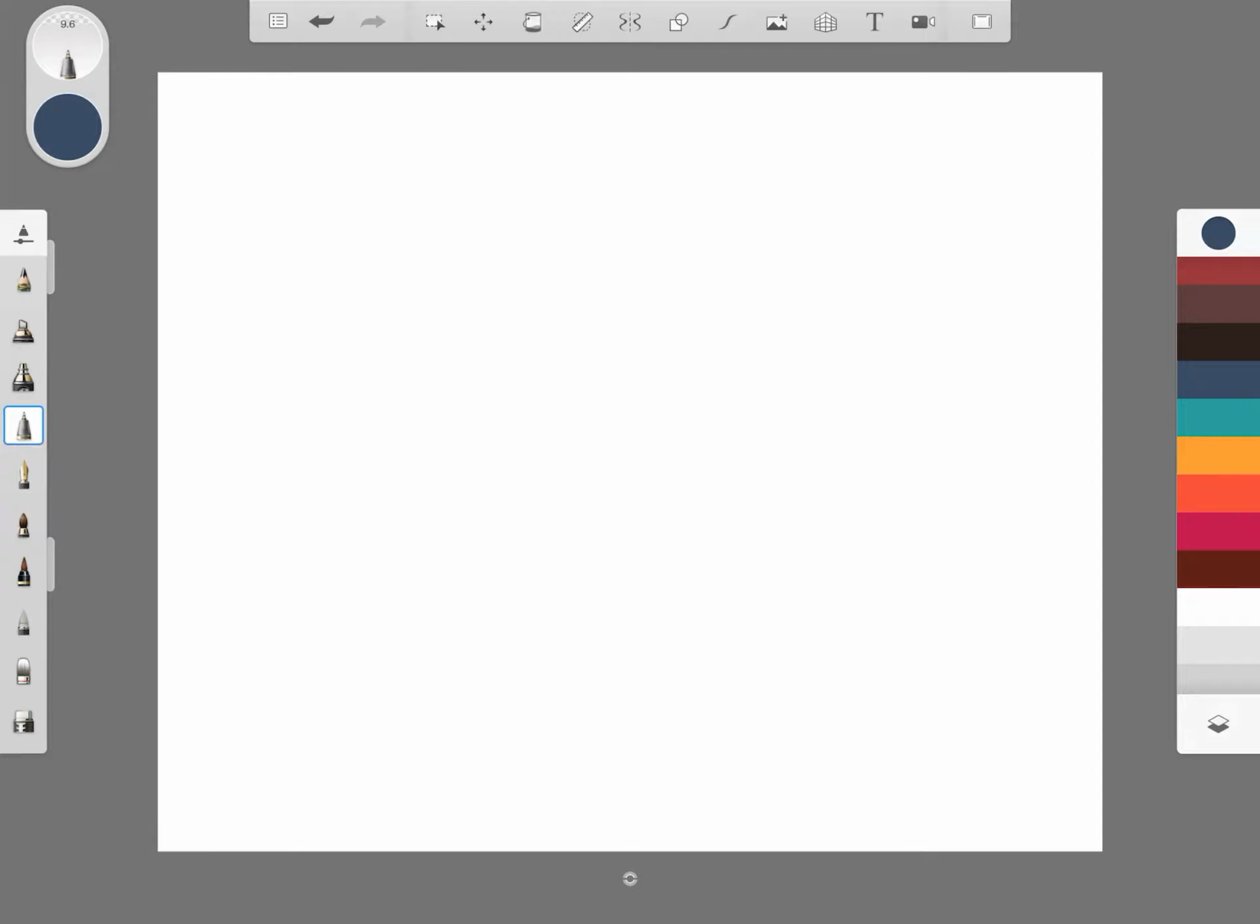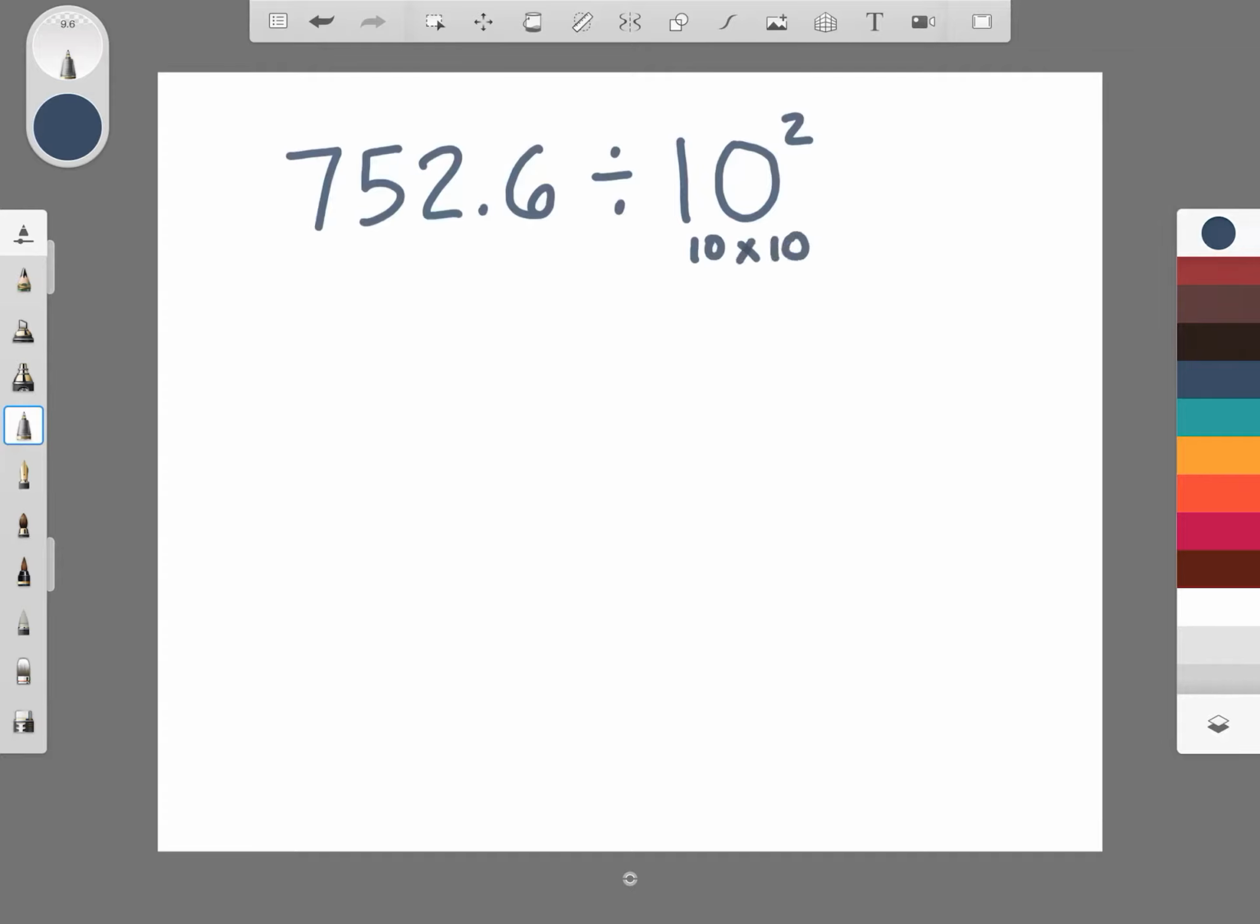So let's take 752 and 6/10 and divide that by 10 to the second power. Remember, that's the same as 10 times 10, so we're going to move the decimal 2 places, but this time we're going to move the decimal to the right. 1, 2, the decimal is no longer here, it is now here, and the quotient then is 7 and 526 thousandths.